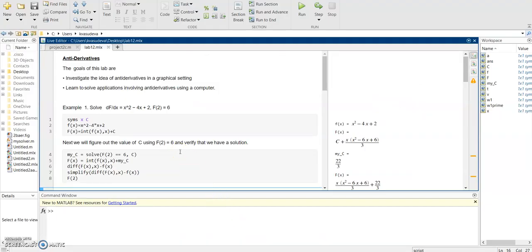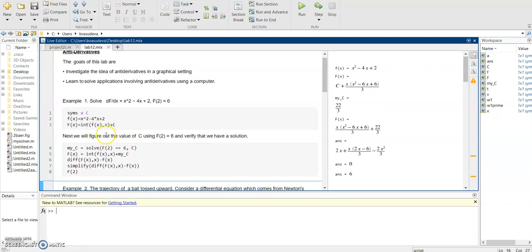Alright, the goal of these labs is to investigate the idea of antiderivatives in a graphical setting, then learn to solve applications involving antiderivatives using a computer. Before we actually start with the actual part of the question, we must know a few basic things. So that is what I'm doing there.